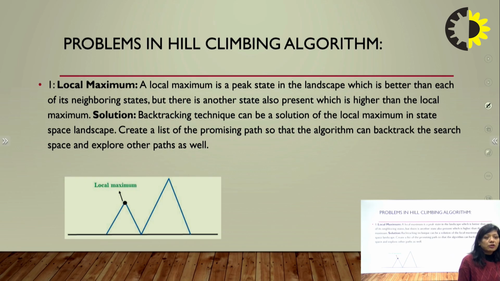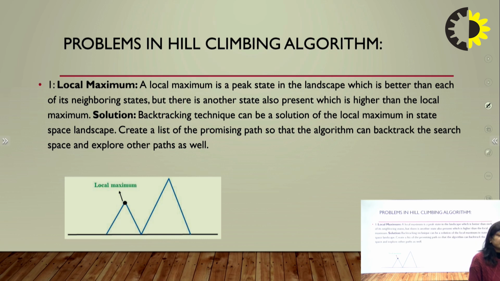Now, what problems arise in the hill climbing algorithm? The first one is local maximum. A local maximum is a peak state in the landscape which is better than each of its neighboring states, but there is another state also present which is higher than the local maximum. The solution to this problem is backtracking.